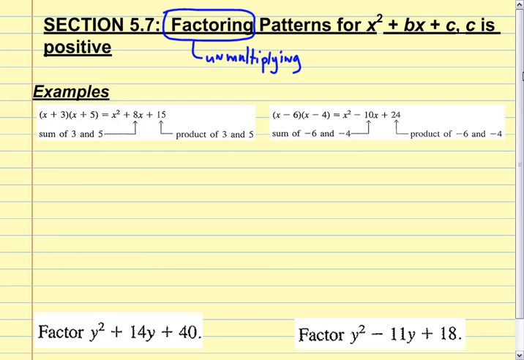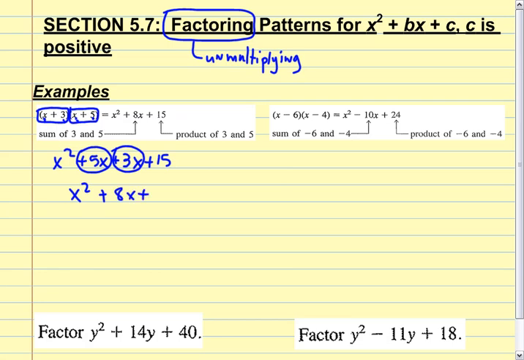Now, there are a few things that they want us to notice. When I multiply this binomial by this binomial, let me go ahead and distribute. x times x is x squared. x times 5 is 5x. 3 times x is 3x. And 3 times 5 is 15. Then I combine these two, and I get x squared plus 8x plus 15.